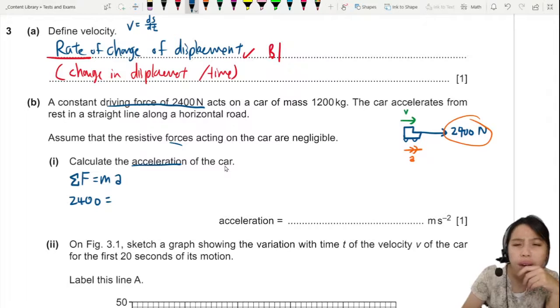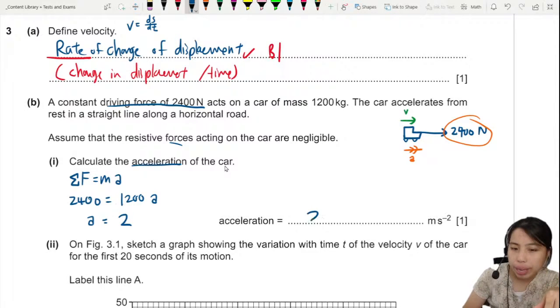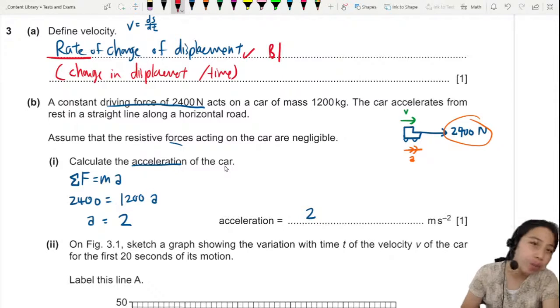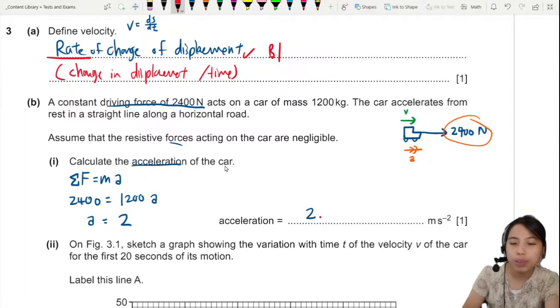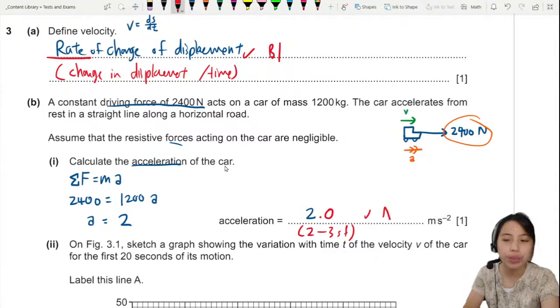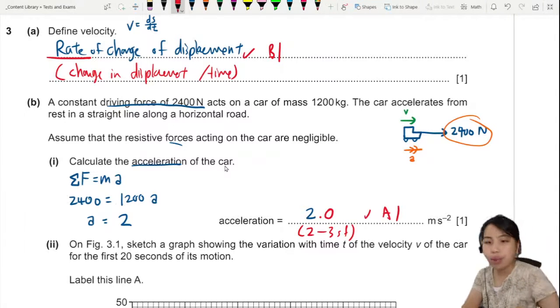2,400. How heavy? 1,200. And acceleration. So here we get 2. Now don't be so happy and write 2 here, because there's a chance you may lose some points. You need to remember to put final answers in 2 significant figures. So 2SF, at least. Okay, so remember the 0.0 if you forgot the 0.0. So 1 mark for a final answer.